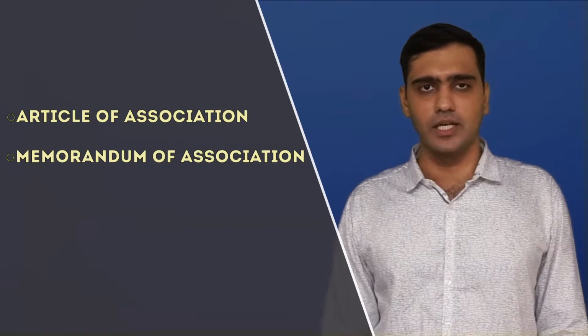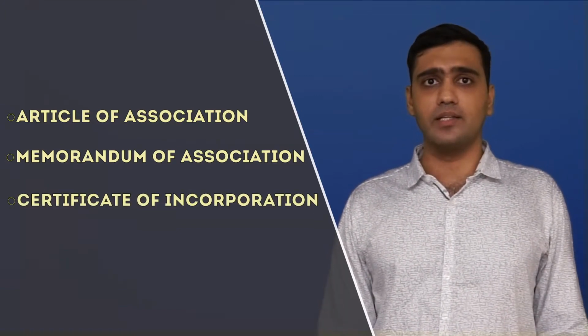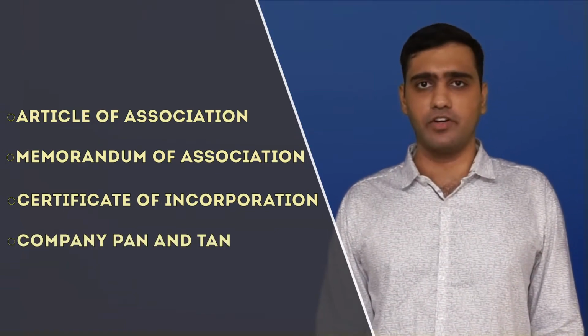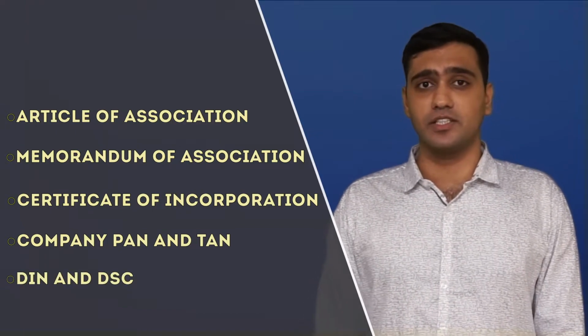Once your company is incorporated, you will get the following: the Articles of Association and Memorandum of Association, the Certificate of Incorporation or CIN. You will also get the soft copies of your company PAN and TAN in an email from NSDL on the day of incorporation of your company. You will also receive your DIN and your digital signature certificate.